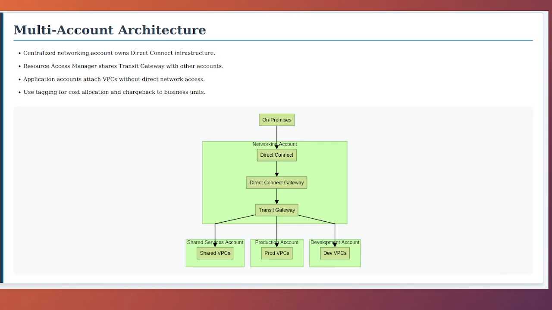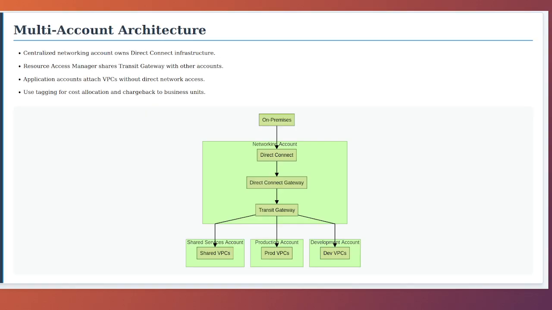The simplest multi-account pattern uses a centralized networking account that owns the Direct Connect connections and shares them with other accounts. In this model, you create the Direct Connect connection, Direct Connect gateway, and Transit gateway in a dedicated networking account. Other accounts attach their VPCs to the Transit gateway using AWS Resource Access Manager, or RAM, which allows sharing of certain AWS resources across accounts.